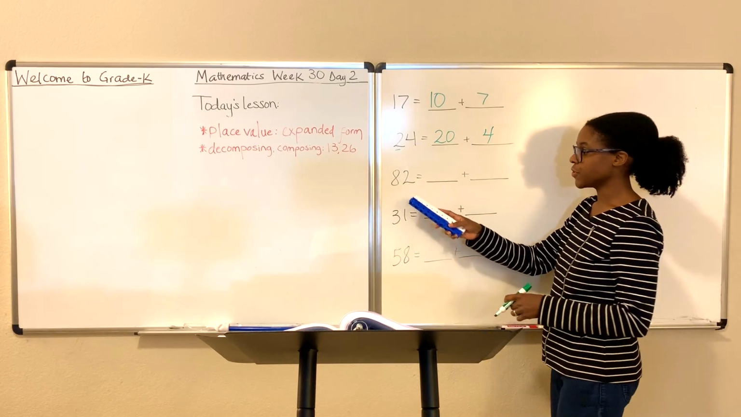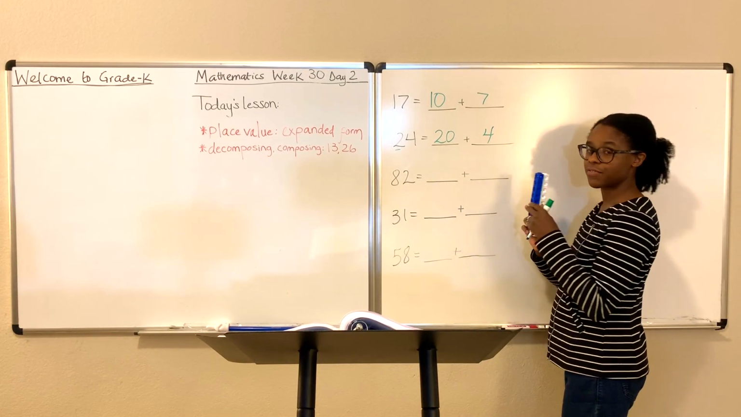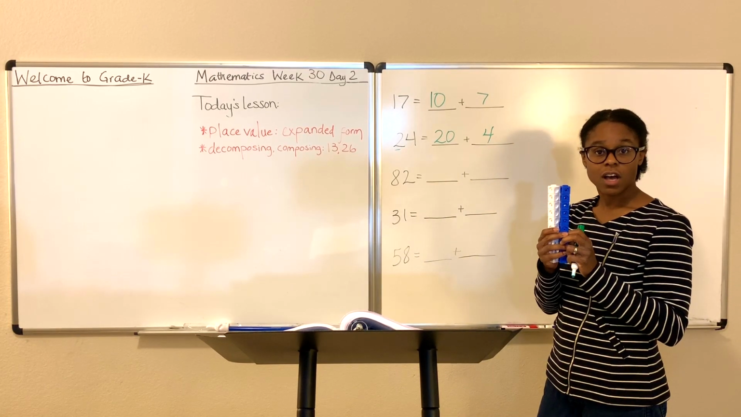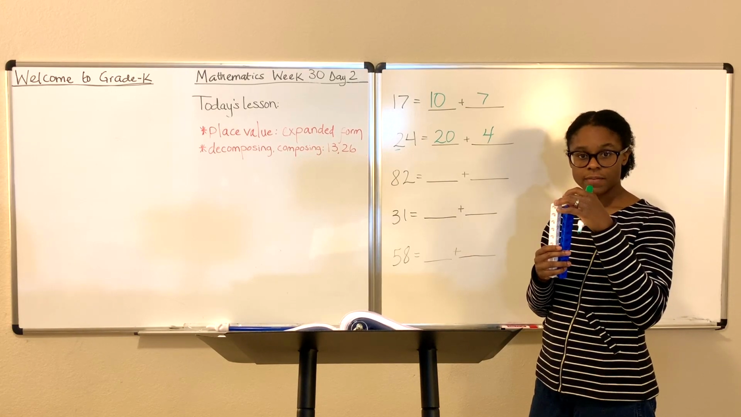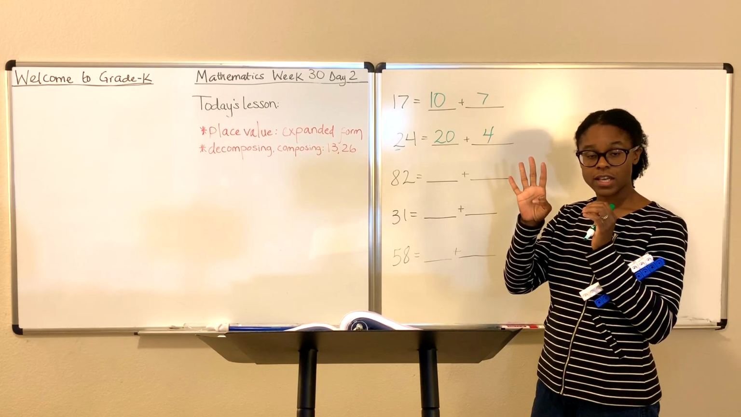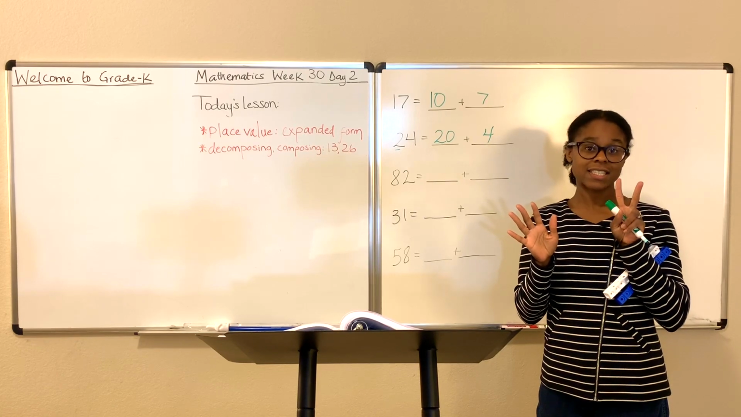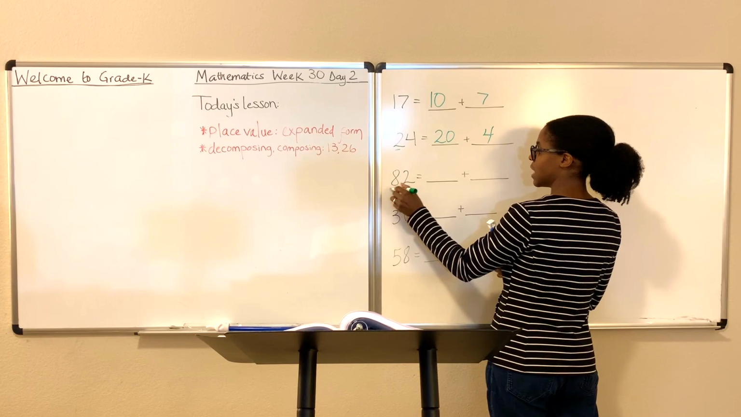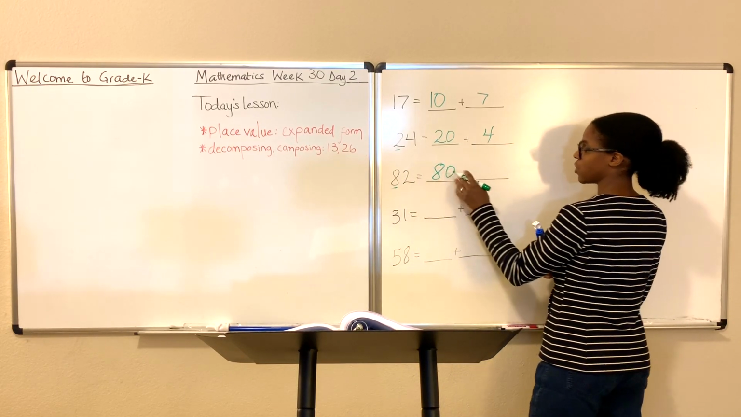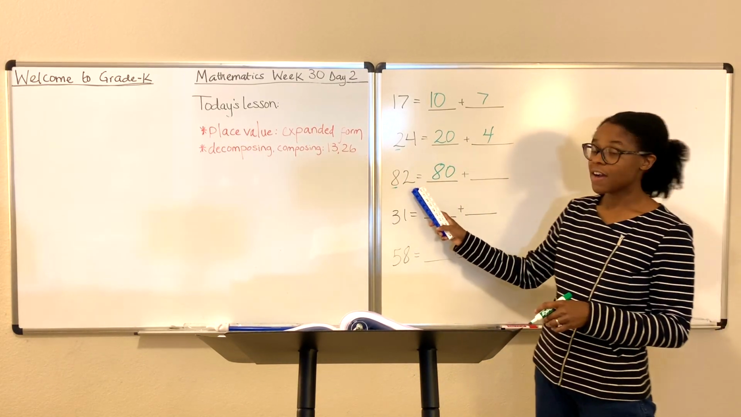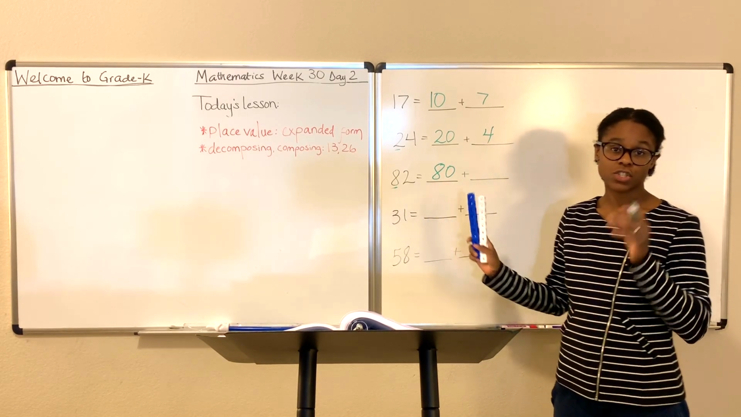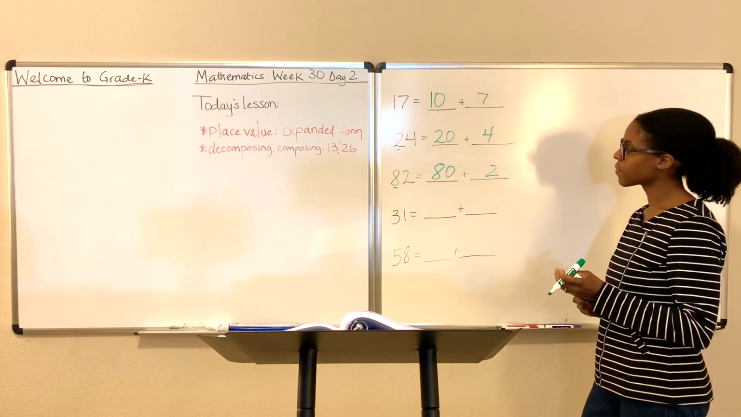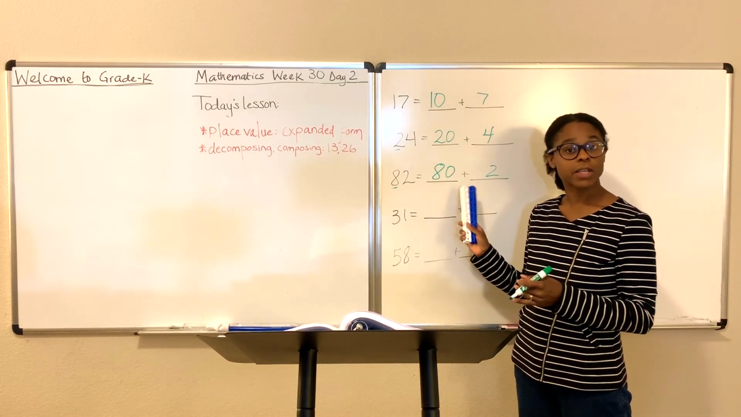There's also 82. I don't have enough of these, but you can imagine that I had 8. So you count all 8: 10, 20, 30, 40, 50, 60, 70, 80. Yes, 80. So you would take that 8 and write it out, which has a value of 80. And then you have the ones place, which has a 2 in it, so you just write the 2 in. 82 is equal to 80 plus 2.